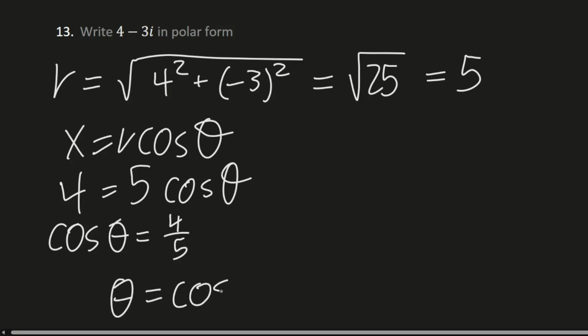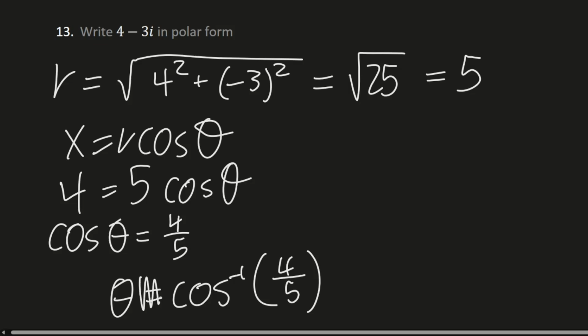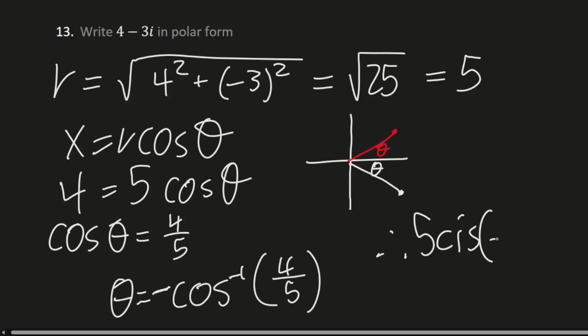And this is not a nice number, so I'm just going to leave this as the inverse cosine of 4 over 5. We see that this complex number is going to be in quadrant 4, which is out of the range of inverse cosine. And so I'm going to have to put a negative here in order to get the correct angle. Because if I just do the inverse cosine of 4 over 5, that's going to give me an angle in quadrant 1. But the complex number is going to be somewhere in quadrant 4, and so I need to put the negative of that angle in order to get the correct angle. Okay, so we can write this as 5 cis of negative inverse cosine of 4 over 5.